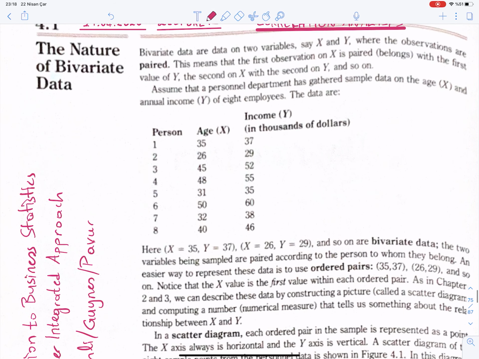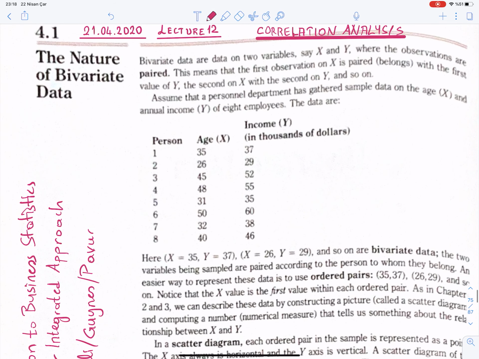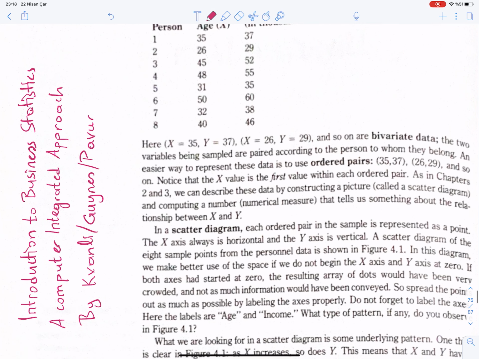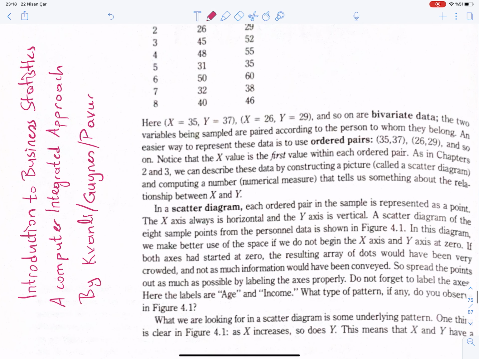So this is this lecture note. I scanned this lecture note from the book Introduction to Business Statistics, which is a very old book. I bought it 20 years ago when I was abroad, a long time ago. But I really like this book. I mostly study this book. I taught this book in the first semesters. I like it very much.